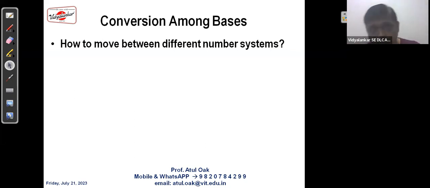How I can move between decimal to binary, binary to decimal, and that all comes under conversion. This is important for your exam. In your examination, around 5 to 10 marks of questions will come on this. Okay, minimum 5, may go up to 10. That is the weightage for this particular discussion.